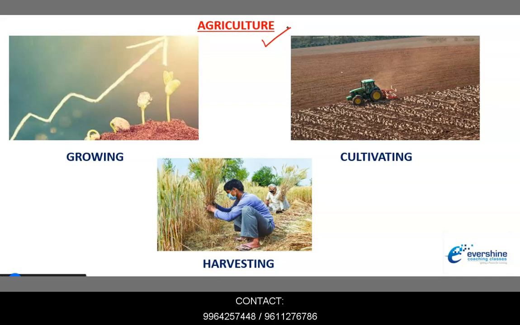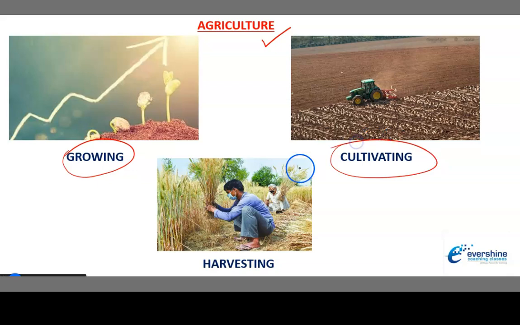See children, very simple. If you get a question like what is agriculture, you need to write the answer like this. The process of growing, cultivating and harvesting the crops is called agriculture. Very simple. The process of growing, cultivating and harvesting crops is called agriculture.